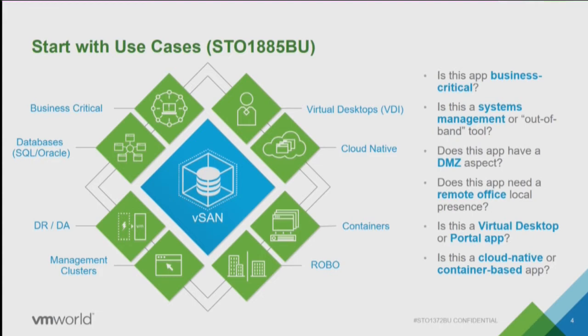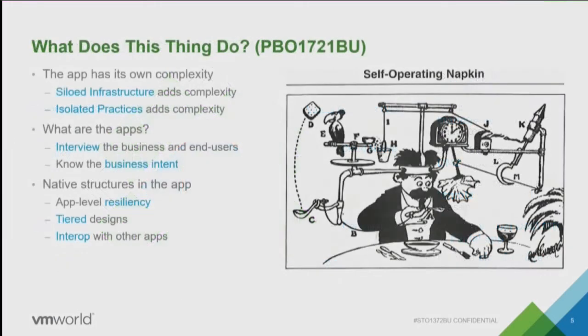Okay. So you've identified a use case in your organization. You have to know what this thing does. Apps are complex enough, right? We don't need another self-operated napkin.